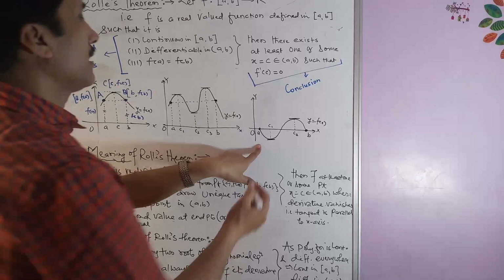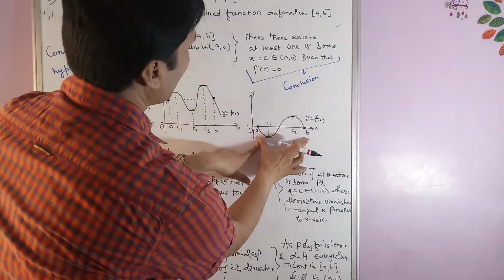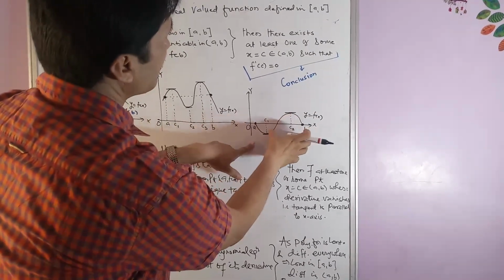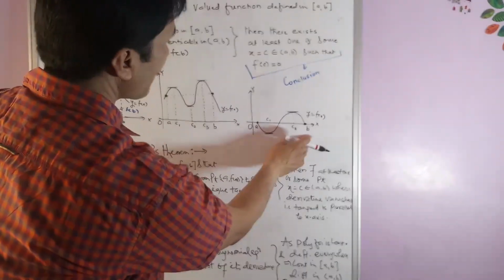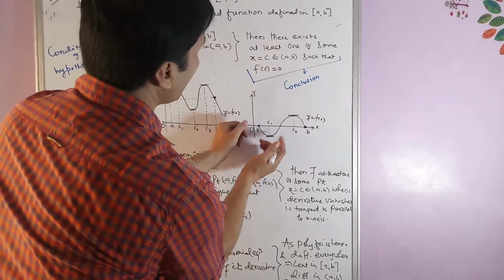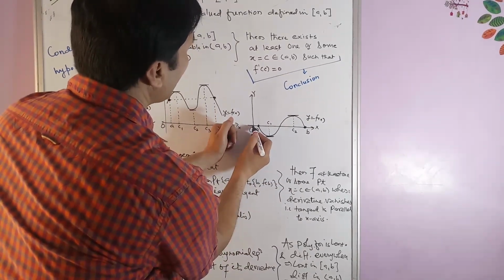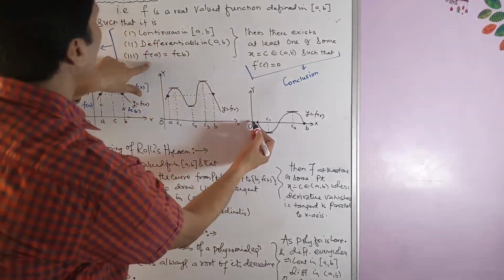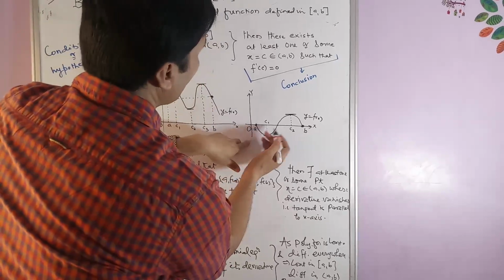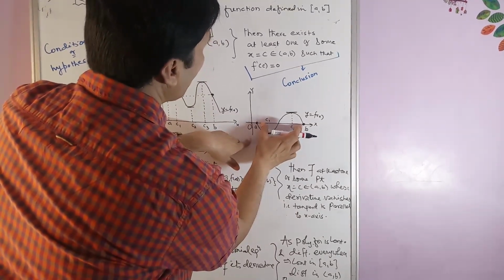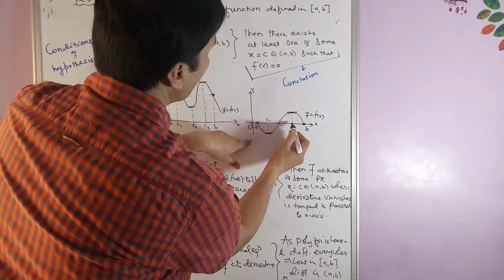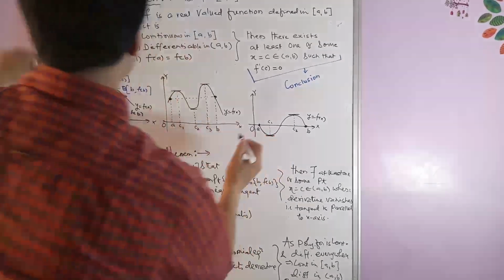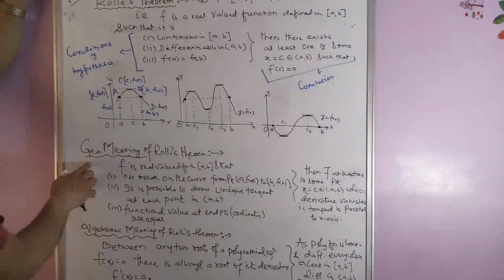Third situation, again curve y equal to f(x), from a to b, the function is continuous, and the curve is smooth at each point, so it is differentiable, and f(a) equal to f(b). Here the value of the function at a is 0, and the value of the function at b, f(b), is 0, so f(a) equal to f(b). Then in the open interval (a, b), we have two points c1 and c2 where the tangent is parallel to the x-axis.